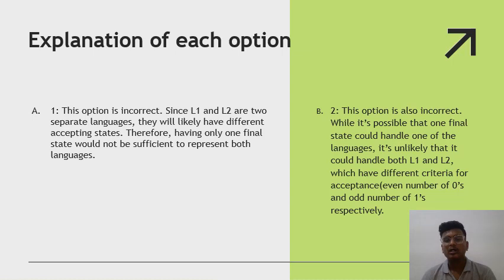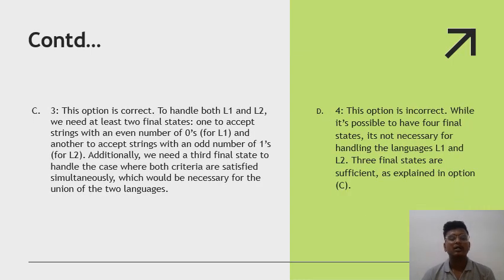Two, this option is also incorrect. While it's possible that one final state could handle one of the languages, it's unlikely that it could handle both L1 and L2, which have different criteria for acceptance. The third option would be correct, which is three. To handle both L1 and L2, we need at least two final states.